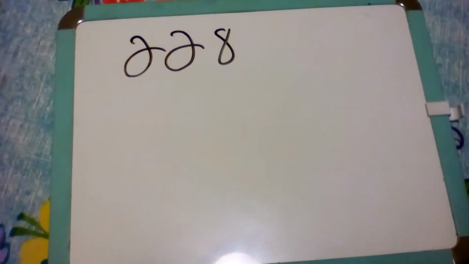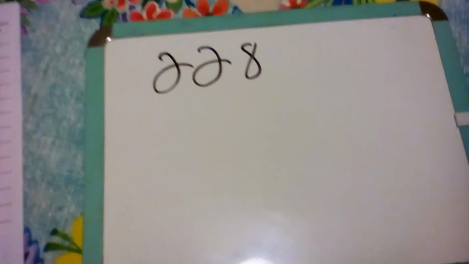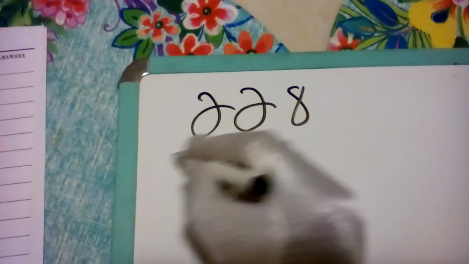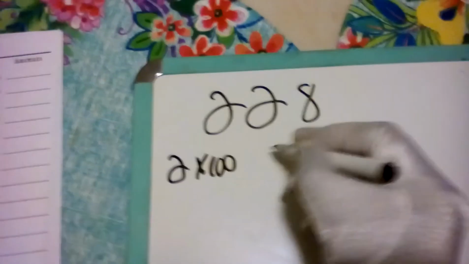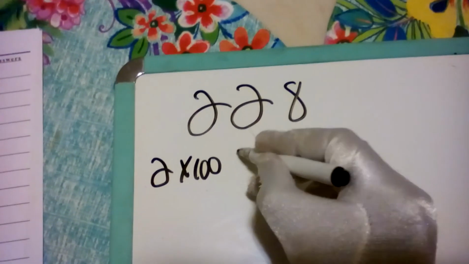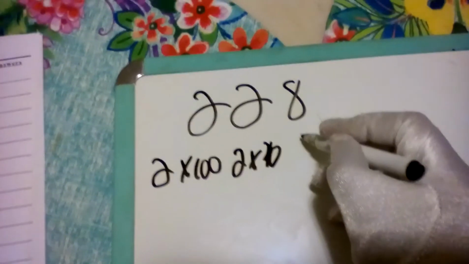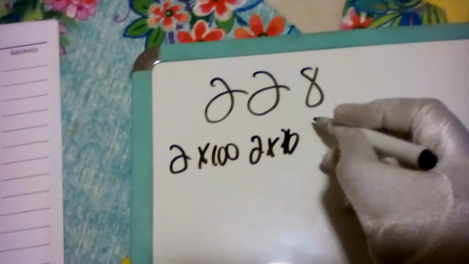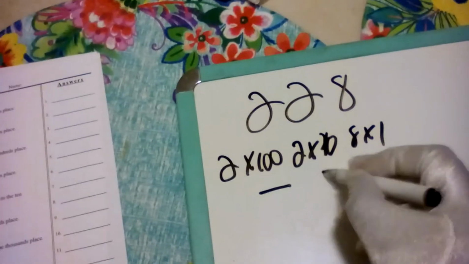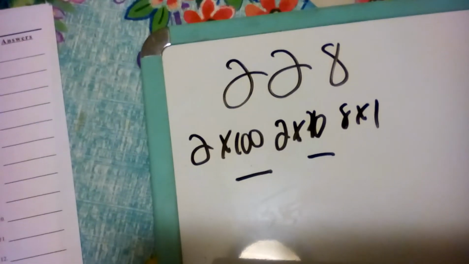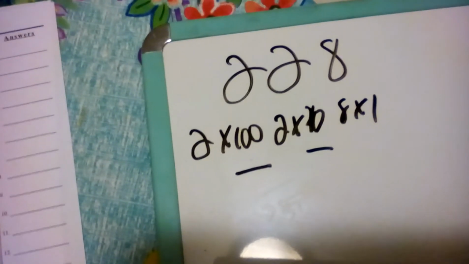There we have written our number, and now we're going to break this down. So we know that the 2 farthest to the left is in the hundreds place, so that's going to look like 2 times 100. We know that the 2 directly to the right of it is in the tens place, so that's going to look like 2 times 10. And we know the 8 directly to the right of the 2 is in the ones place, 8 times 1. But we're not really looking at the 8, we're looking at the 2s. So we see times 100 and times 10. And the question asks us right here, the 2 in the hundreds place is blank the value of the 2 in the tens place.